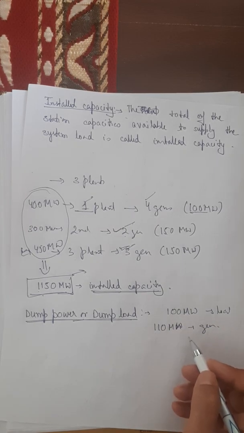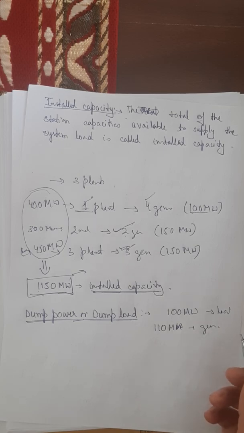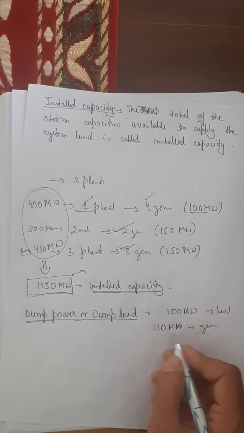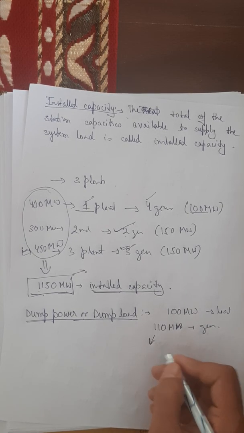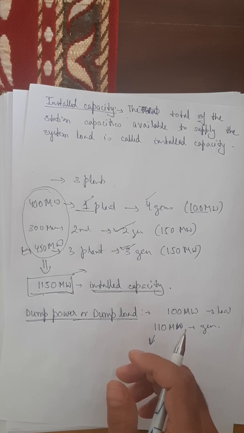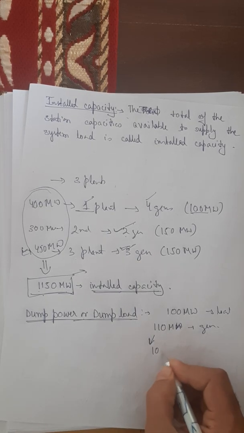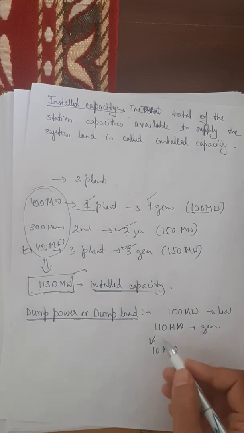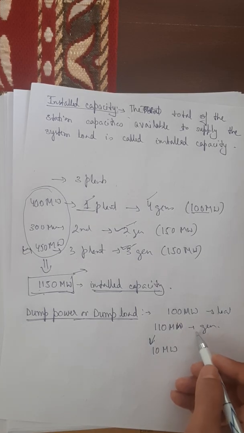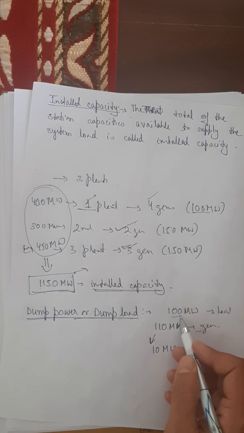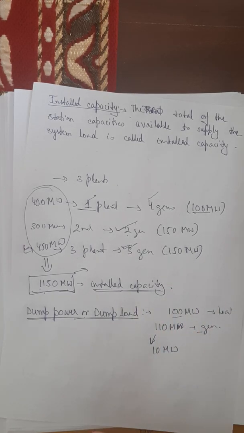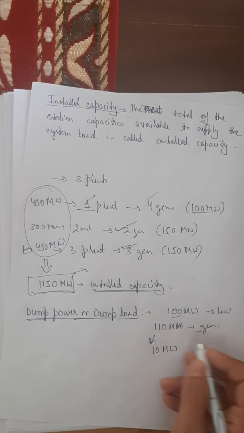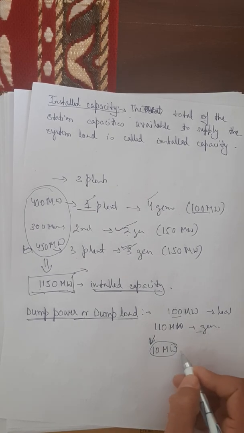So there is a mismatch of 10 megawatt between the generation and load. Because of this 10 megawatt excess generation, the frequency of the system will increase. So what is the desirable thing here? We have to dump this extra 10 megawatt of generation, so that generation will be 100 megawatt and load is again 100 megawatt. So frequency will be constant at its rated value. Because of the excess generation, some dump power is available, so we will dump this power.